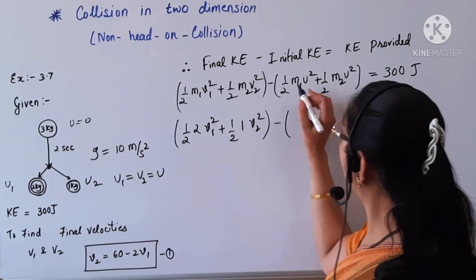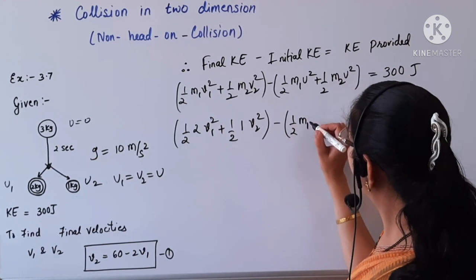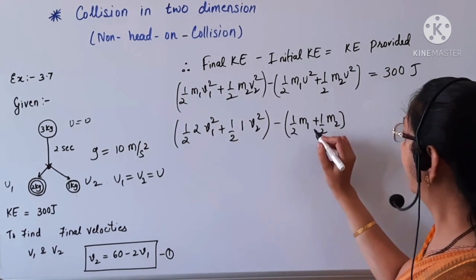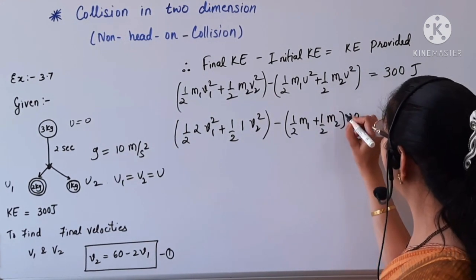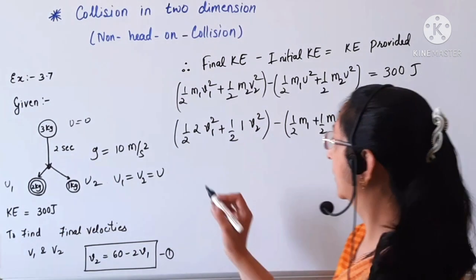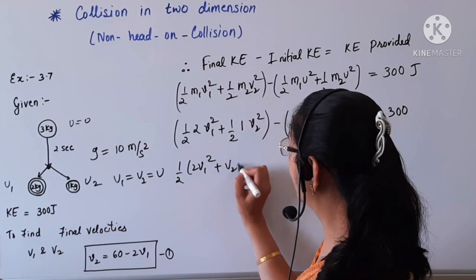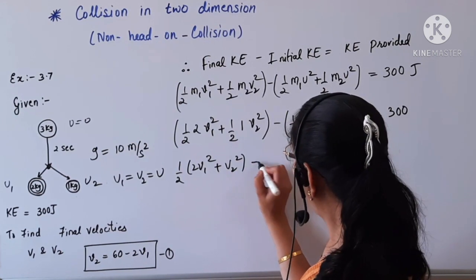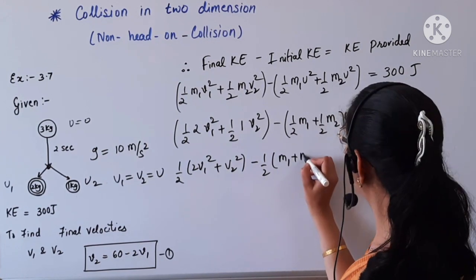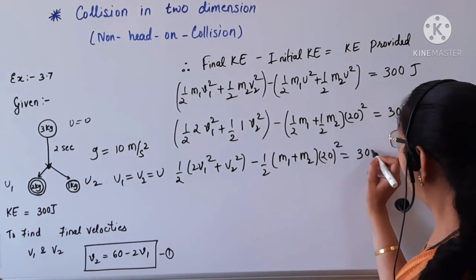This is minus half m1 plus half m2 for u square. So, half m2 into u square is 20 square. This is equal to 300. Now, taking half common, half of 2v1 square plus v2 square minus half m1 plus m2 into 20 square. This is equal to 300.